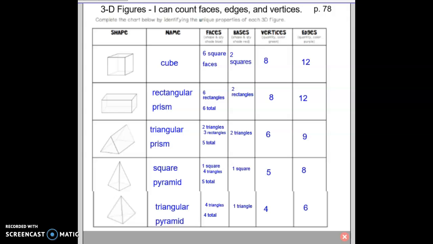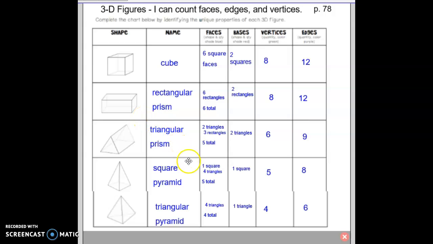So this notebook page that you did yesterday introduced you to three-dimensional figures. A lot of these you probably already know the names of, but the purpose of this page was for you to look at the three-dimensional figure, name it, and look specifically at the flat surfaces, which are called faces, the vertices, which are the little points, and then the edges, which is where two vertices meet to form a straight line segment.